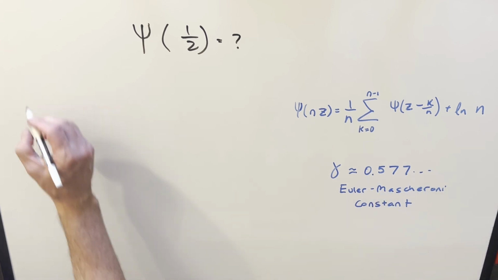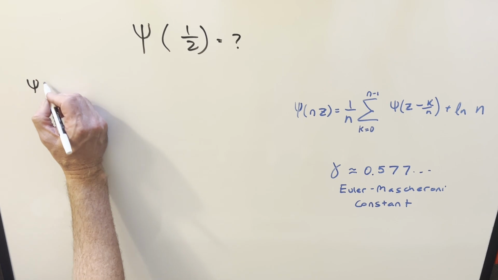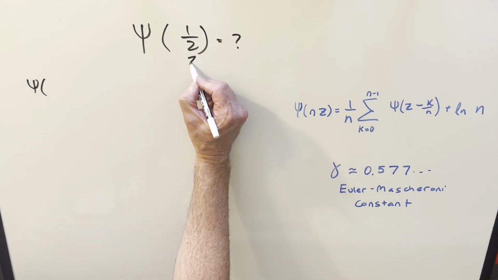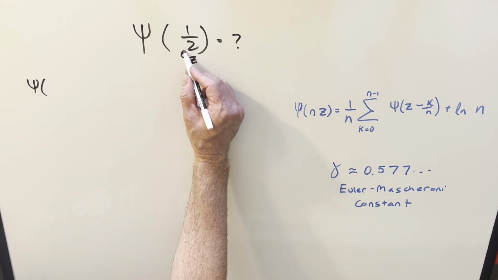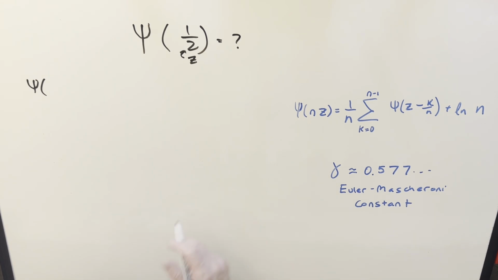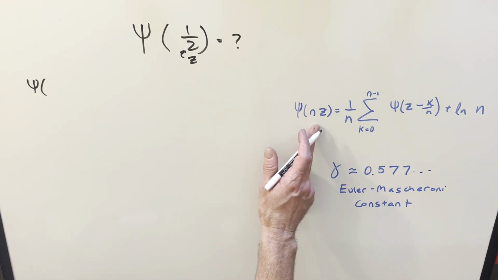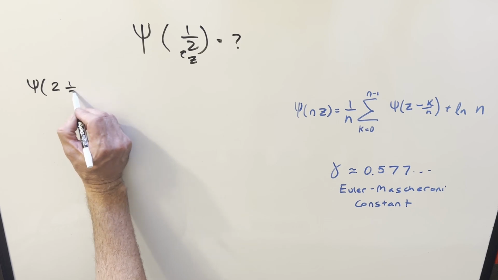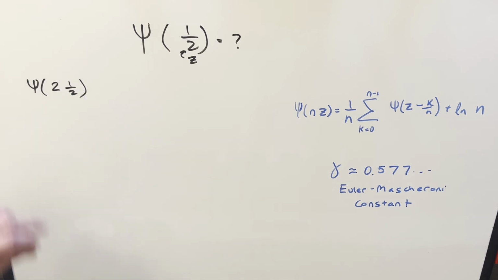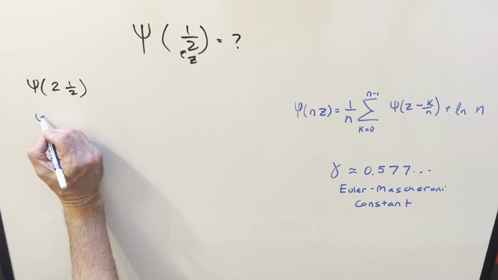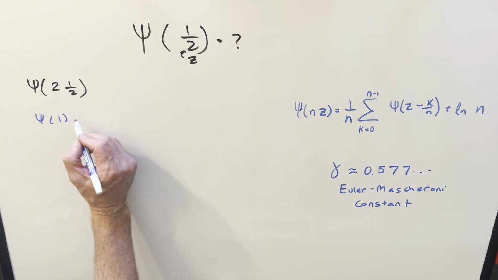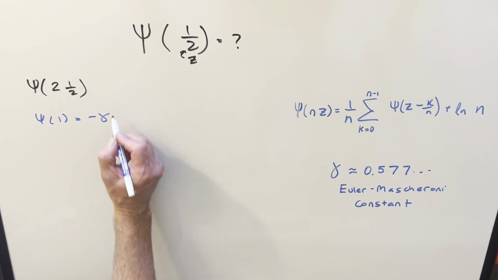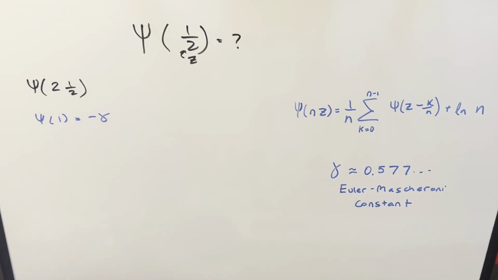Okay, so to get started, I just want to put to use this formula. Let's call the 1/2 our z to use in this formula. On the left side, I want to get a known value. If I create my n value equal to 2, then we have just Digamma of 1 over here. But Digamma of 1 is a well-known value. I showed this in another video. This is the same thing as just minus the Euler-Mascheroni constant.